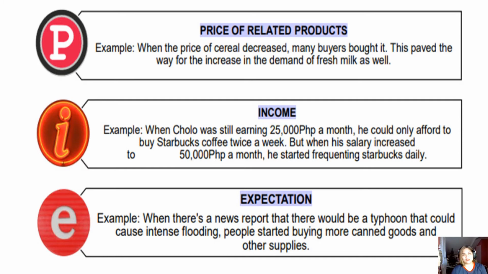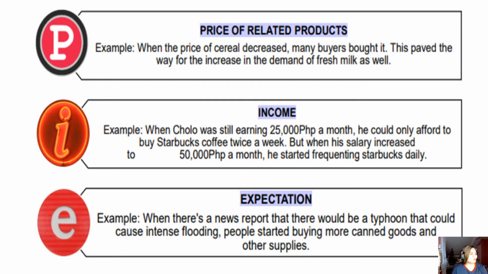The next determinant of demand is what we call the price of related product. So let's say, for instance, the price of cereal decreased. There's a discount for cereal. Of course, you're not going to buy just cereal. You need to buy milk because, of course, when you eat cereal, there should be milk. So with the decrease in the price of cereal, consumers are encouraged to buy cereal. And of course, when they buy cereal, they need to buy milk. Therefore, there would also be an increase in the demand for milk.